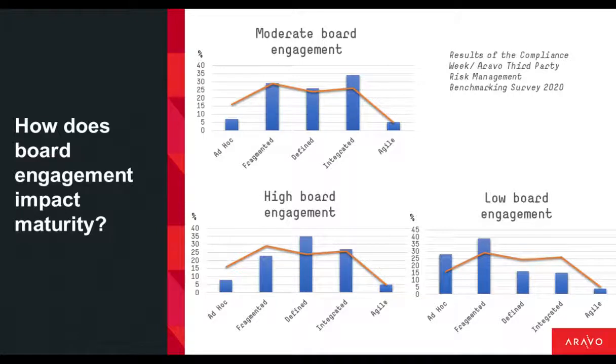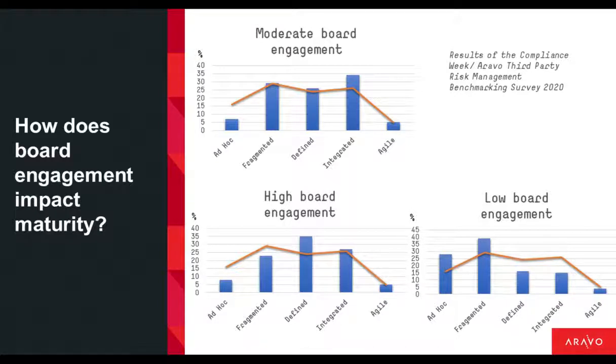Another important consideration that we like to ask the community about is board engagement. We've done a series of studies over the years. This is a third annual survey that we've conducted that's really found that the involvement of the board and how engaged they are tend to impact on program maturity. So this is an important factor to be successful.